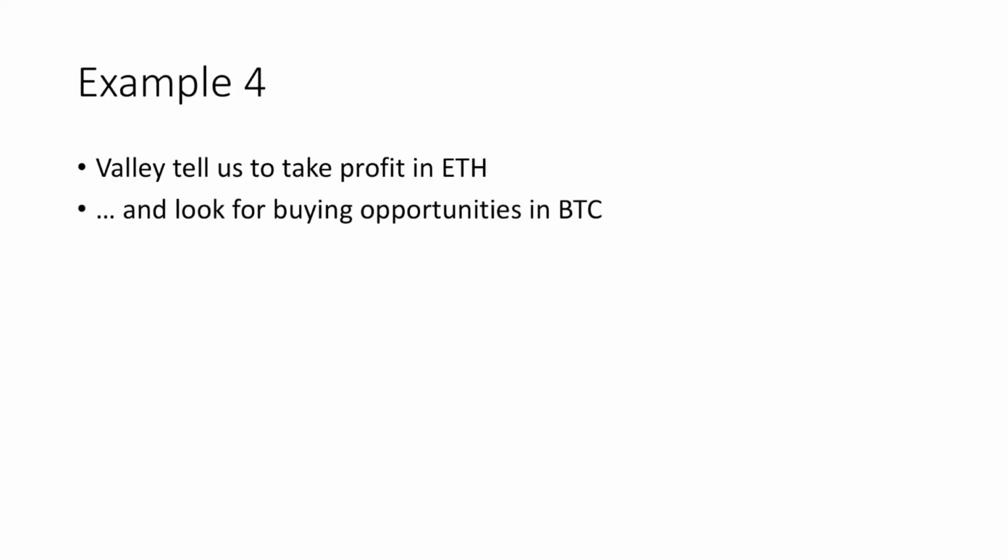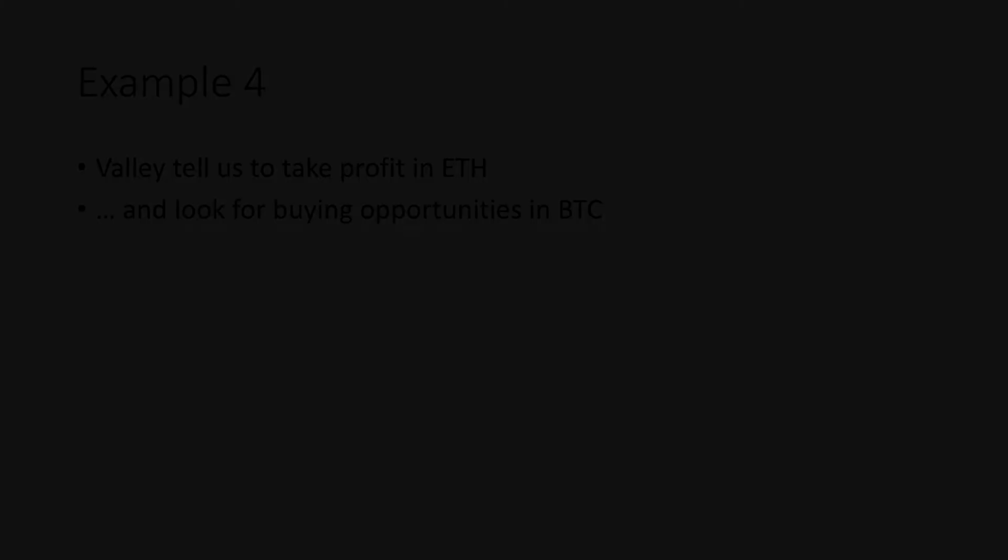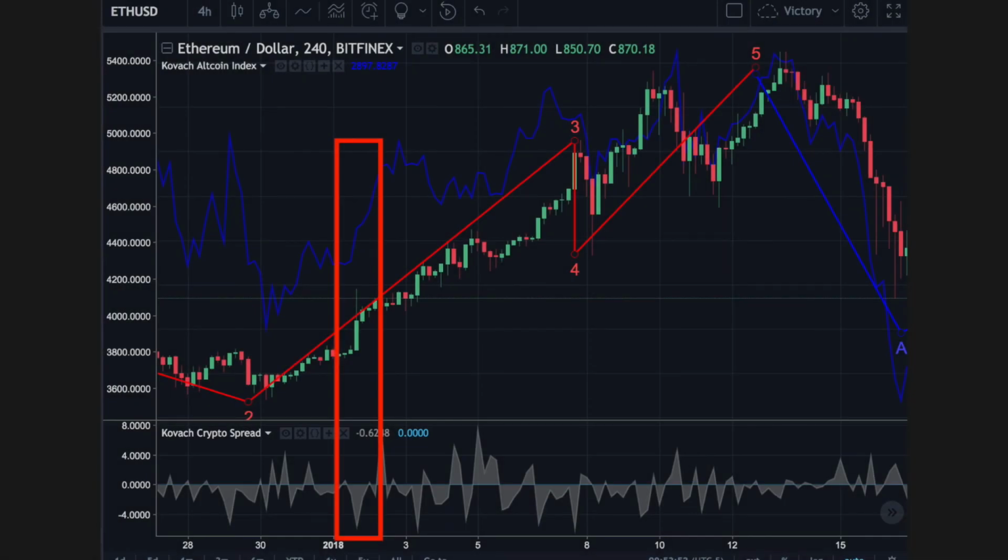Finally, in this example, we'll show how a valley tells us it might be a good idea to take profit in Ethereum and look for buying opportunities in Bitcoin. Here is one such example where we see a valley in the crypto spread indicator. This corresponds with a location at which Ethereum rallied and gave pause for a second. Again, this might be a good place to take some profits.